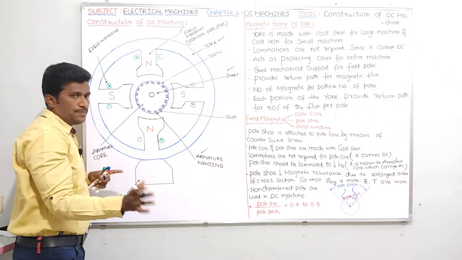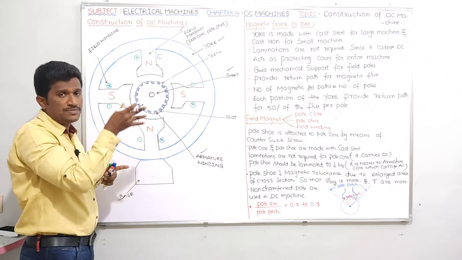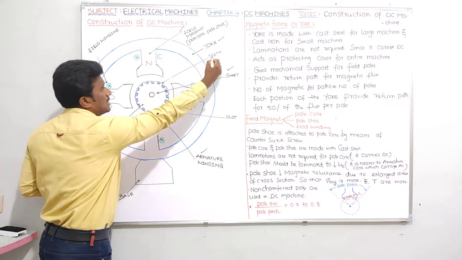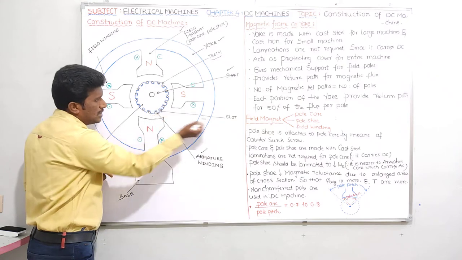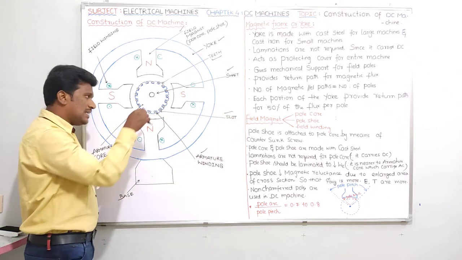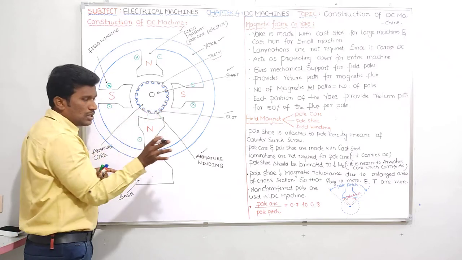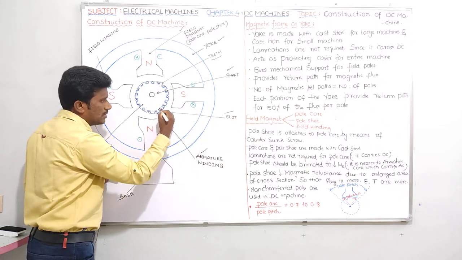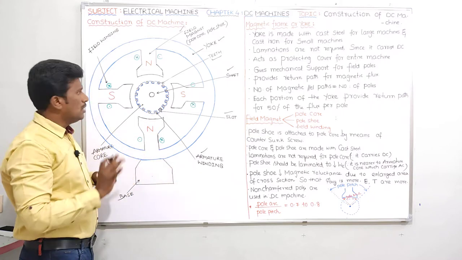And please try to see guys, in this portion, the armature core, as I told you, we are providing some slots. This outward portion can be called as teeth. And the inward portion can be called as a slot. In that slot only we are placing armature winding. So don't confuse armature winding and slot. This is the slot portion. In this slot, we are placing armature winding. Is it clear? Okay.